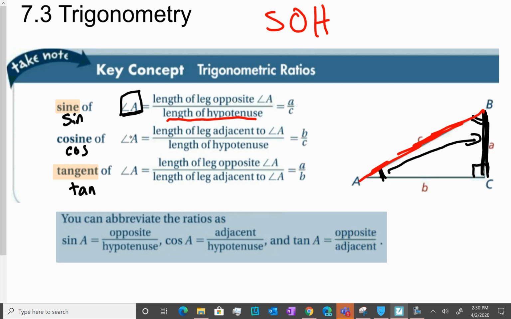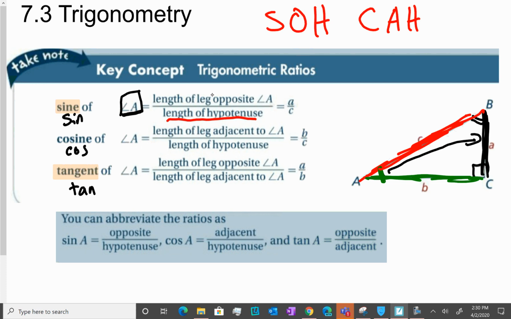Cosine of an angle, it's always of an angle, so we're still going to base this one off of angle A, is the adjacent side. So that's the side connected to the angle. So it's this side right here and the hypotenuse. So cosine is adjacent over hypotenuse.